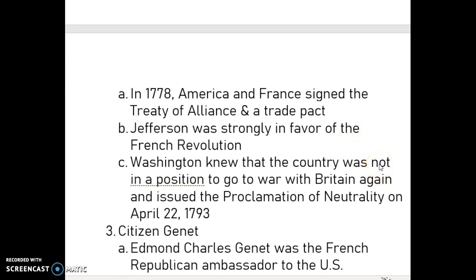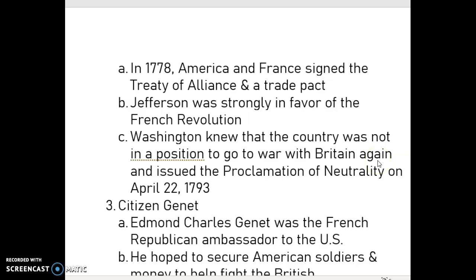So, to back up a little bit, in 1778, we had signed a Treaty of Alliance, which basically said that we would be there for them and that we would have a strong trade with them. Thomas Jefferson, who would eventually be our third president, was strongly in favor of the French Revolution, and actually had no problems with the fact that it had turned bloody. He made statements that he didn't care how much blood had to be spilled in order for France to have its freedom.